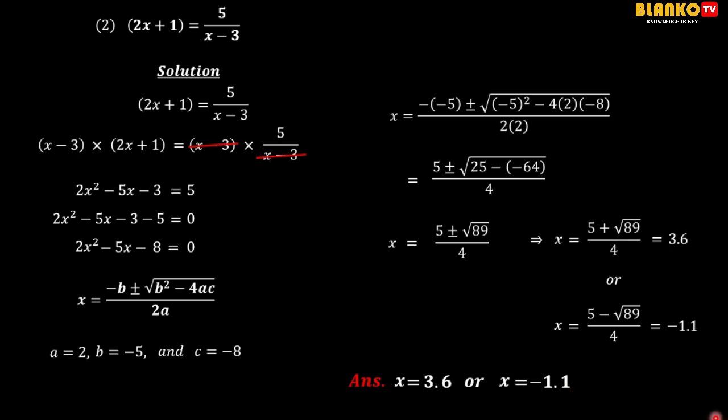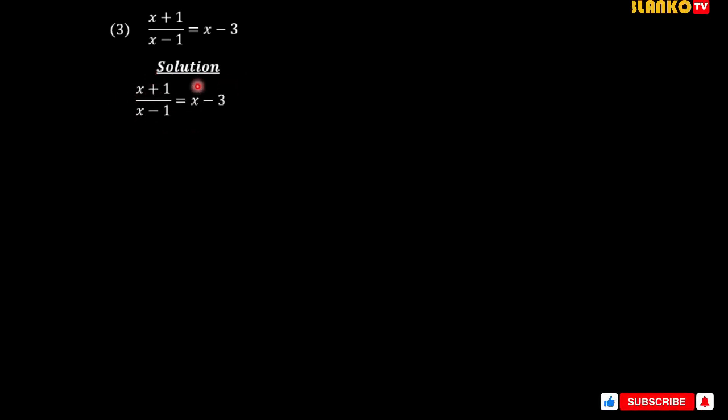Okay, so let's move on to the third one. That is question 3, which is x plus 1 over x minus 1 equals x minus 3. So the solution. We have x plus 1 over x minus 1 equals x minus 3.